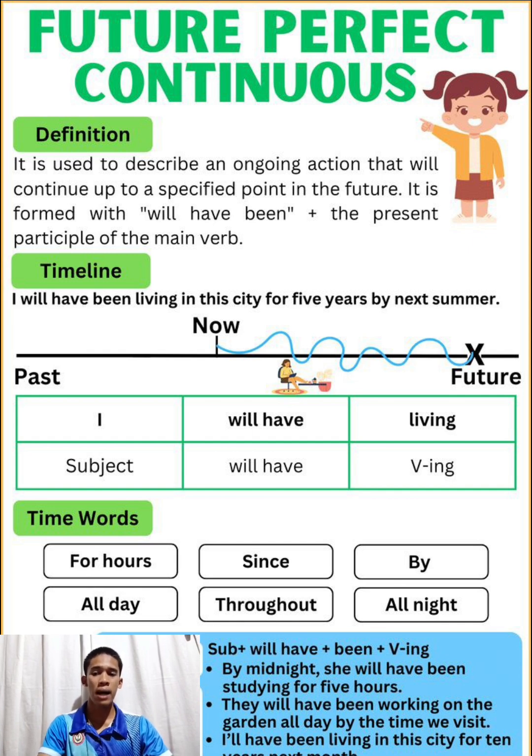So here are the examples of the future perfect continuous tense. First is by the time you call, I will have been cleaning the dishes. Second example is in 5 months, she will have been living in Korea for 3 years. And the last example is by next year, they will have been traveling around the world for a year.